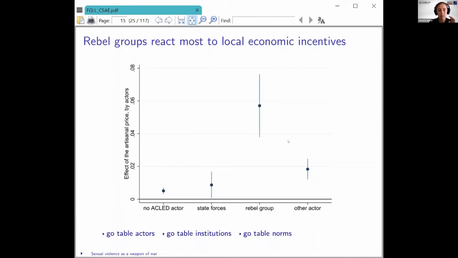A last result I would like to show you is this: if these forms of violence are really used as a taxation strategy, we would expect that actors that need local resources to fund themselves are the ones to react more to the value of these local resources. And actors who need the most to fund themselves locally are rebel groups. And we can see that indeed, when you have a rebel group presence in a given cell and year, rather than state forces, no ACLED actor, or other forms of actors, the rebel groups are the ones who react most. Let me conclude here.